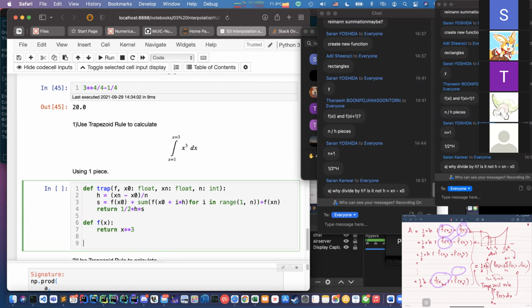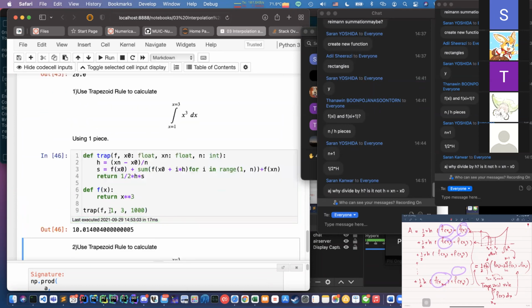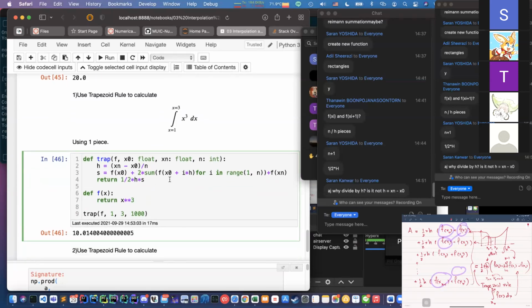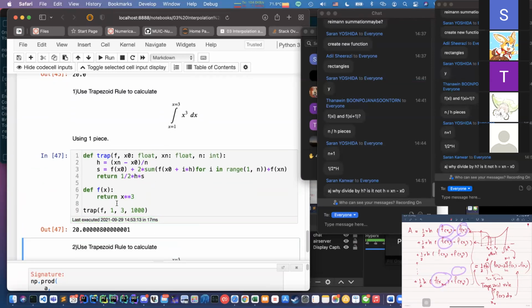Okay, and we can do this, let's make sure, with 1,000 pieces. 1 to 3, right? And let's say 1,000 pieces. Why is it 10? Because I forgot to multiply that by 2. There, really close, right? That's actually a convergence, which we're gonna touch on right after this.